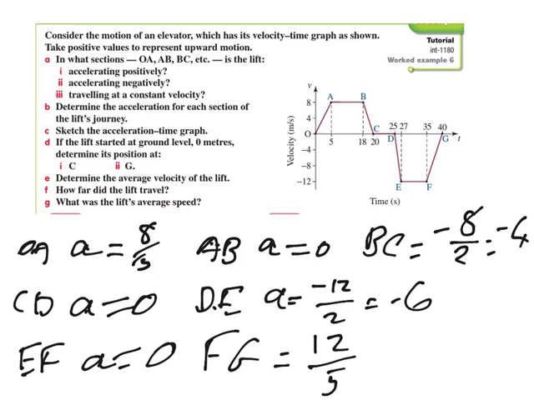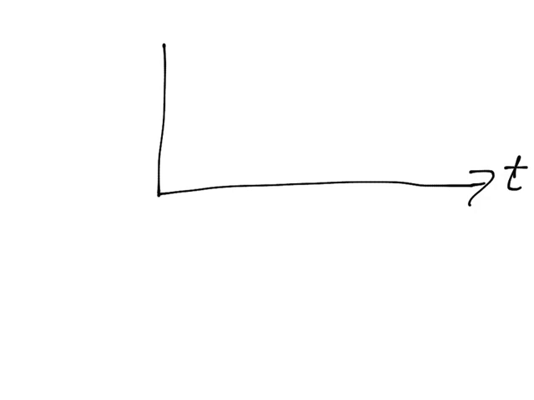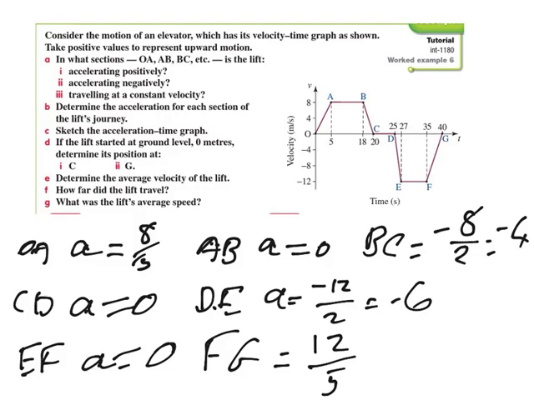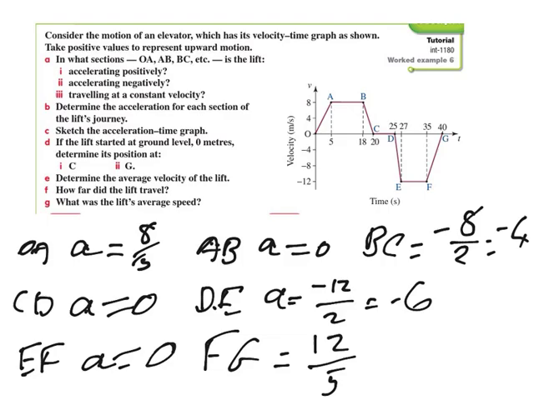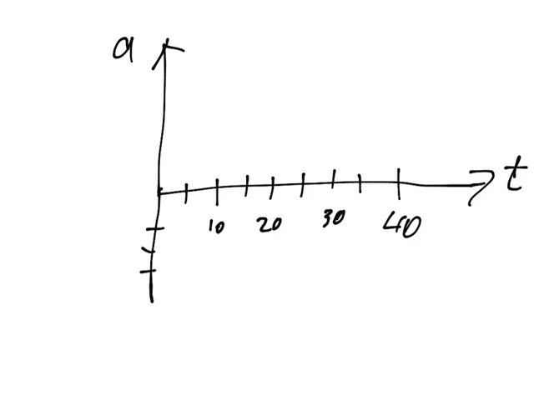Alright, so there are the accelerations. So then we've got to sketch an acceleration time graph. So our acceleration time graph, there's some negatives as well. We've got to go up to 40, 10, 5, 30, 35, 40. The greatest acceleration, -4 by the looks of it. So 1, 2, 3, 4.